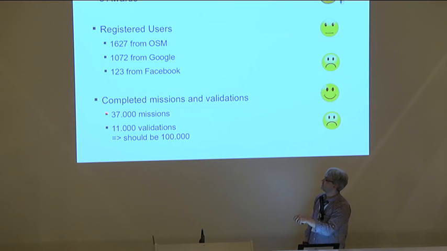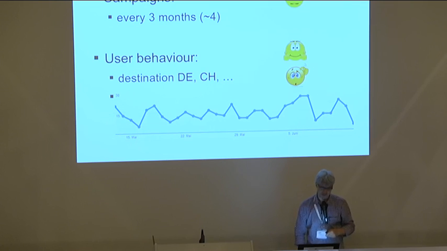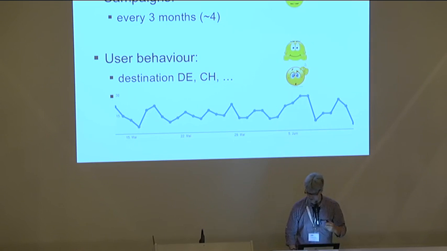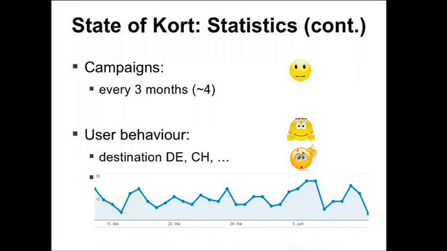Then we have that amount of missions and only a third of validations. That should be times 3 to confirm. So that's really something to be enhanced in the future, because we have too many new missions completed, but no validators. Every 3 months there is a campaign, like these days, and for the user behavior, it's not easy to see some pattern, what's the behavior of the users during the week or daytime.